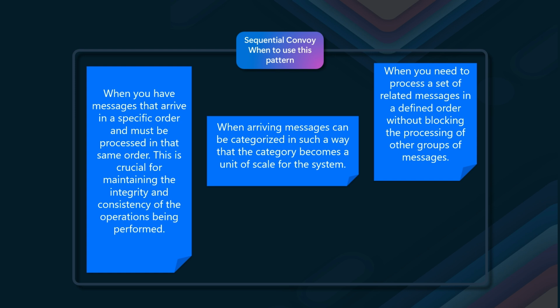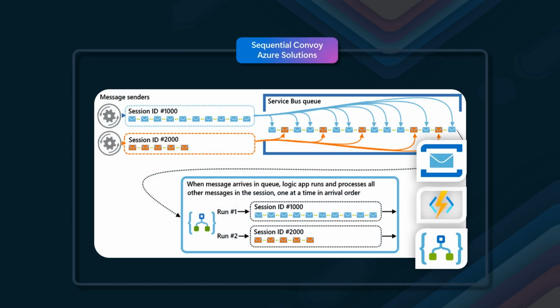So when you need to process a set of related messages in a defined order without blocking the processing of other groups of messages, this allows for efficient handling of multiple message groups concurrently while maintaining order within each group. However, this pattern might not be suitable for extremely high throughput scenarios, i.e., millions of messages per minute or seconds, as the first in, first out requirement limits the scaling that can be done by the system.